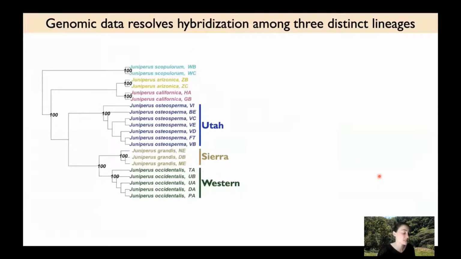First, I utilized this genomic dataset to resolve the evolutionary history of these species. Perhaps due to introgression, previous attempts to reconstruct their history didn't align with the morphology of these trees. Utilizing thousands of loci, the phylogeny I recovered is consistent with morphology and also confirms that Sierra and Western juniper are distinct evolutionary lineages.